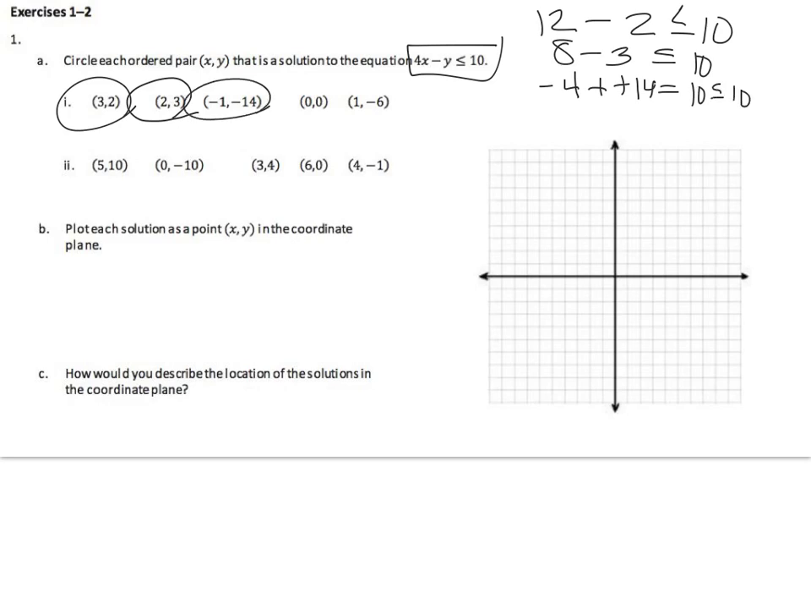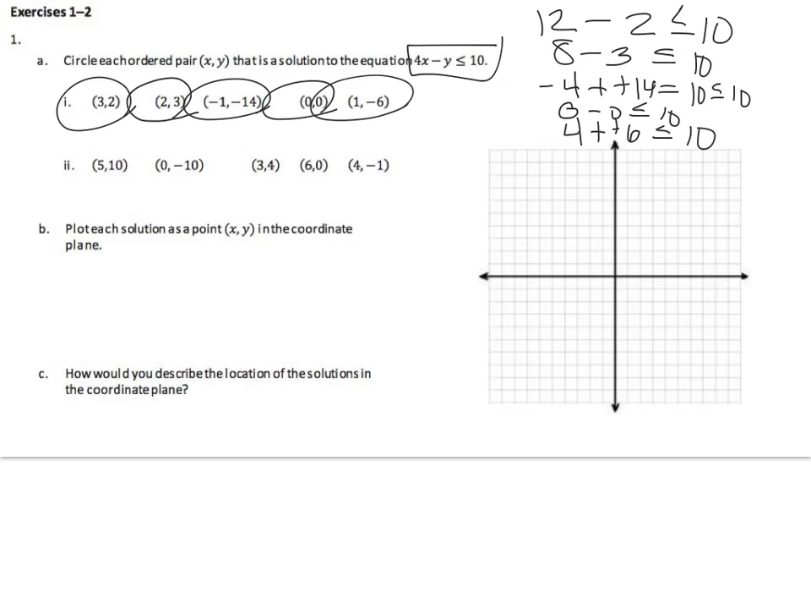0, 0. Let's see, I have 0 minus 0. Is that less than or equal to 10? Yes, it is. And last but not least, 1 and 6. 4 times 1 is 4. Minus a negative 6 is less than or equal to 10. So I've got 10 is equal to 10. All of them work. Crazy.